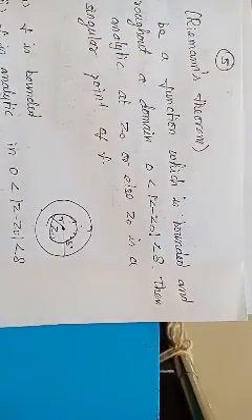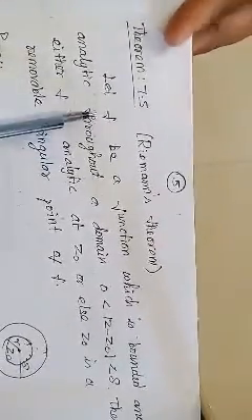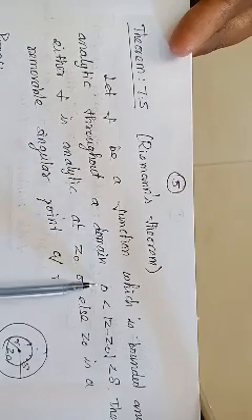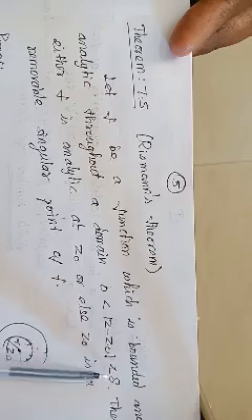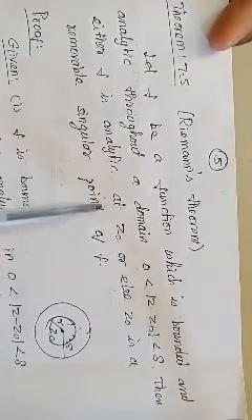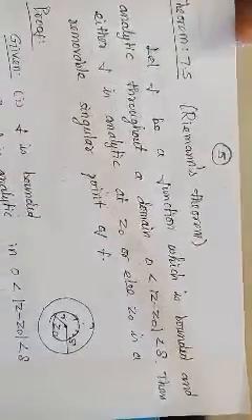Next comes Riemann's theorem. The theorem states: let f be a function which is bounded and analytic throughout a domain 0 less than mod of z minus z naught less than delta, that is, in the neighborhood of z naught. Then either f is analytic at z naught or else z naught is a removable singular point of f.